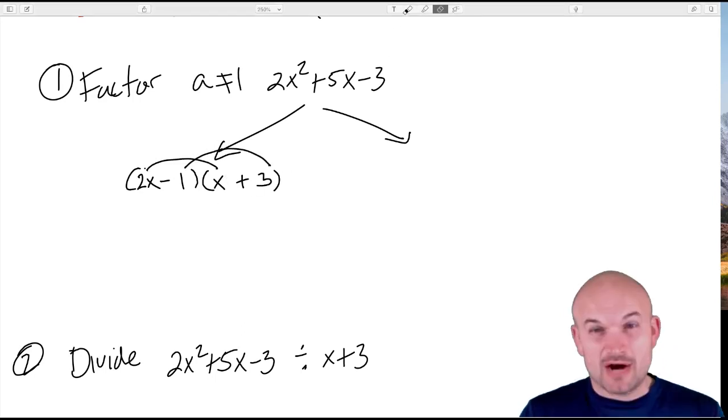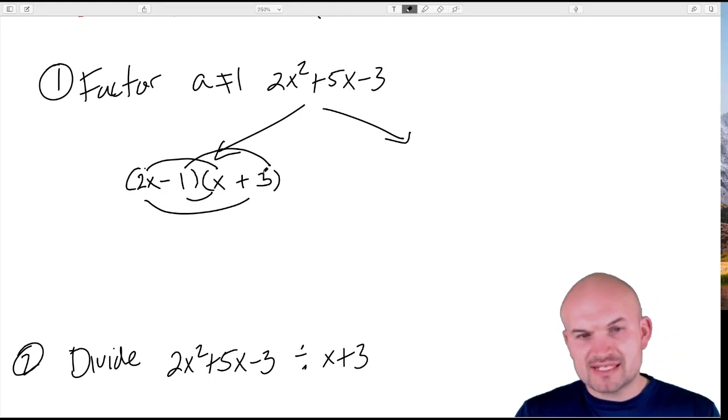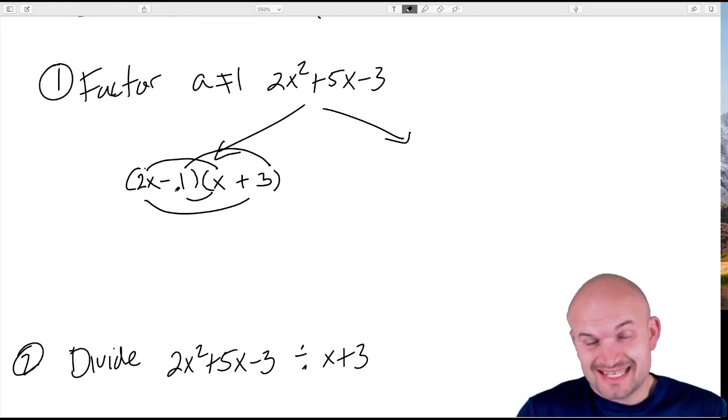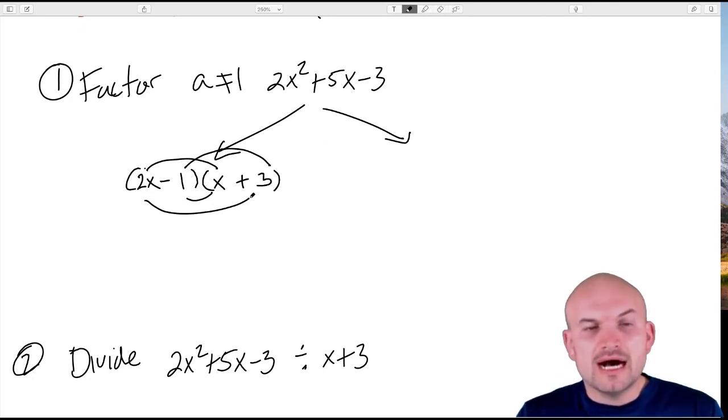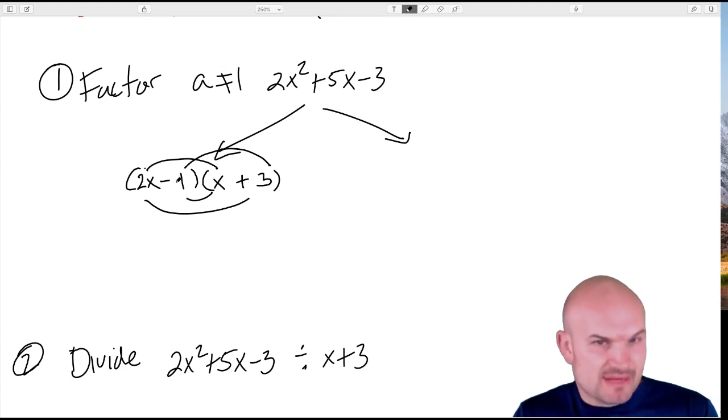The inner and the outer, when you're multiplying these, needs to be positive. That's why you want 2x times +3 to give you a 6x, and then this to give you a -1. That's going to add to give you a +5x. If this was a -5x, then you'd want that to be a -3 and that to be a +1.